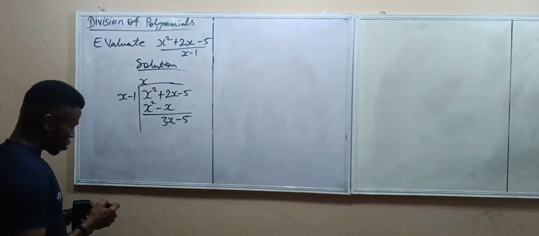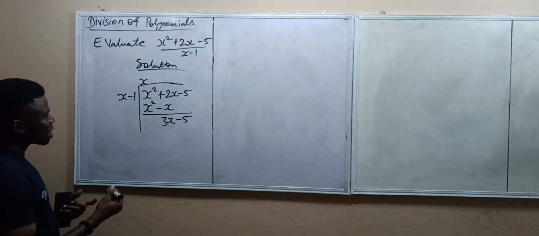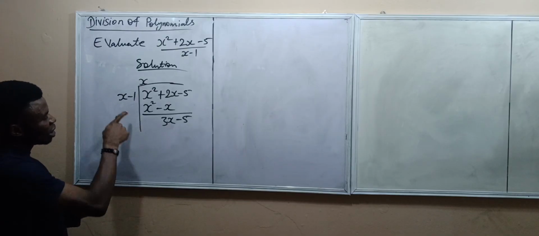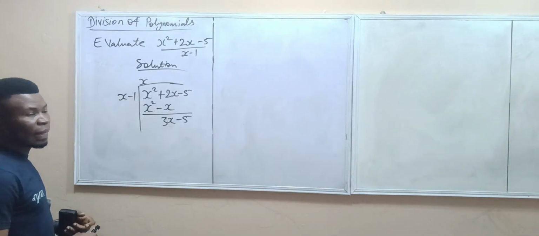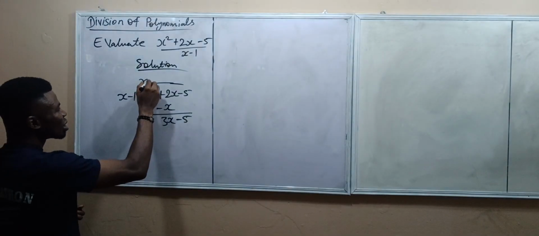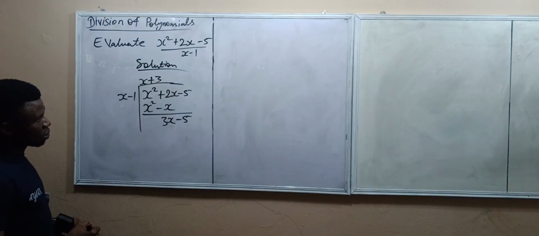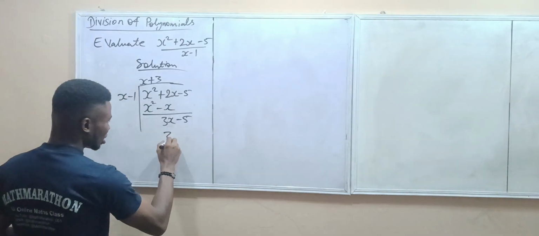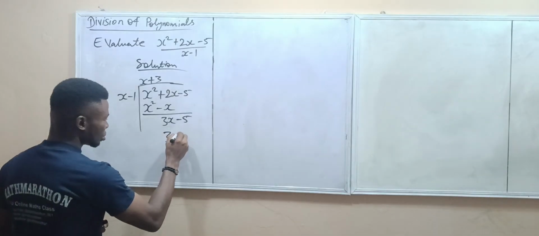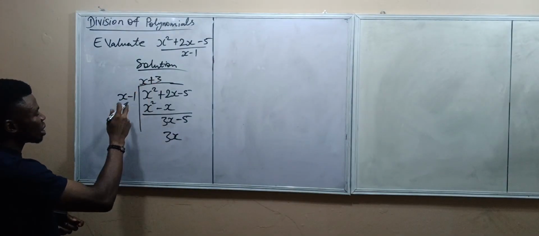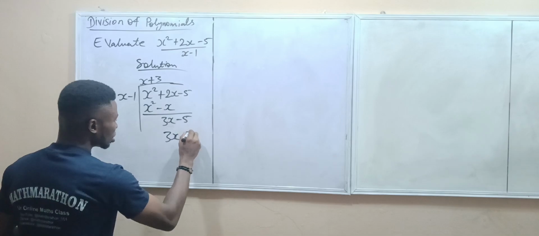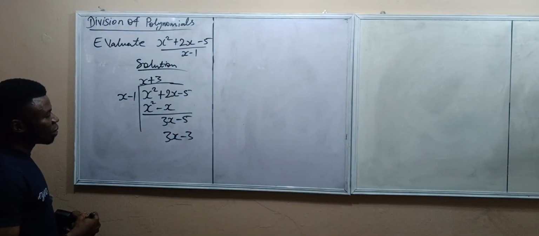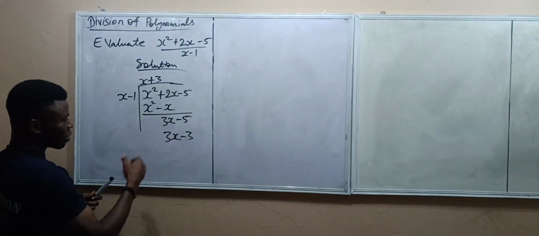Now, you go for the second time. You look for another number or variable that when you multiply with this x, it will give you 3x. And what is that number? It is plus 3. Now, plus 3 times x will give you 3x. And then that same plus 3 times minus 1 will give you minus what? 3. And then you repeat the process, which is dividing and subtracting the second from the first.